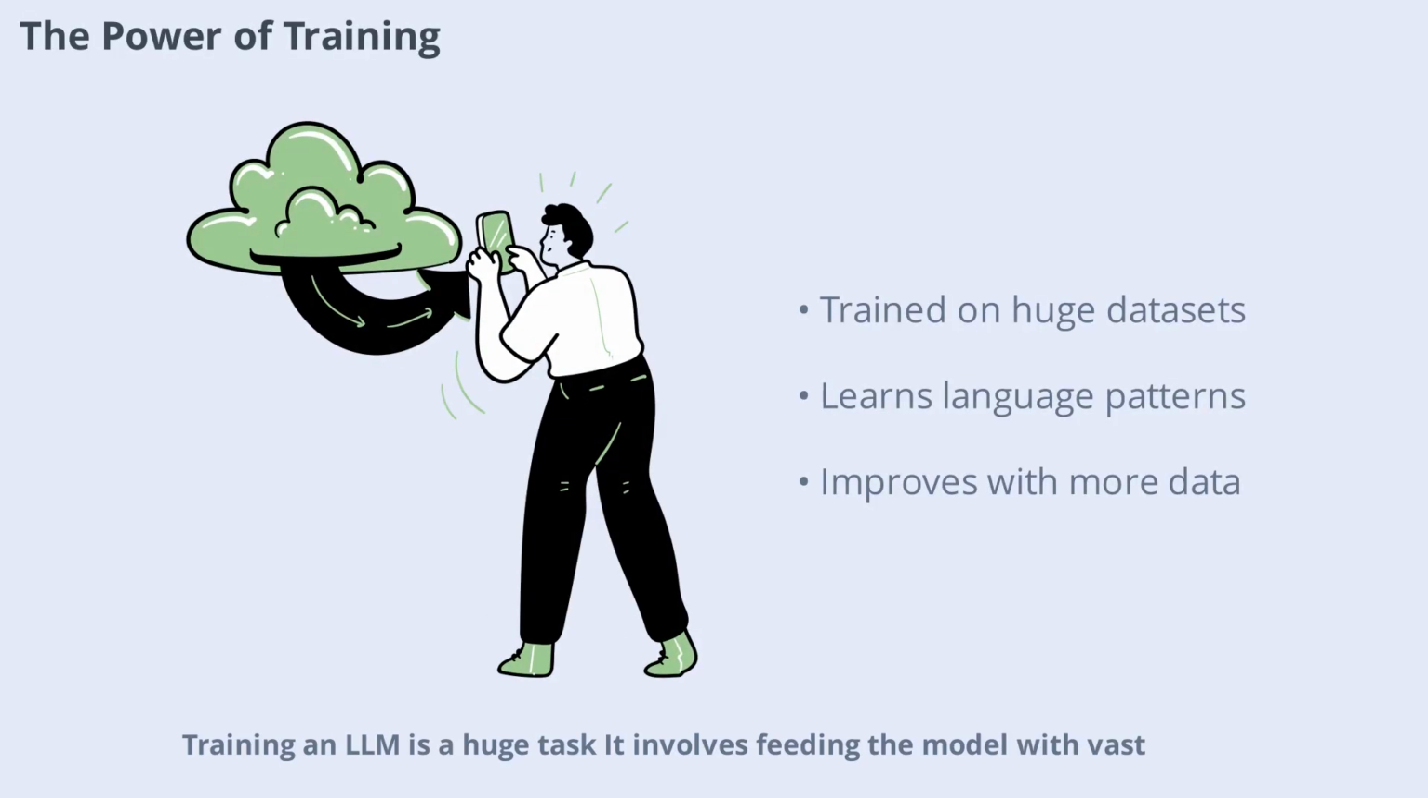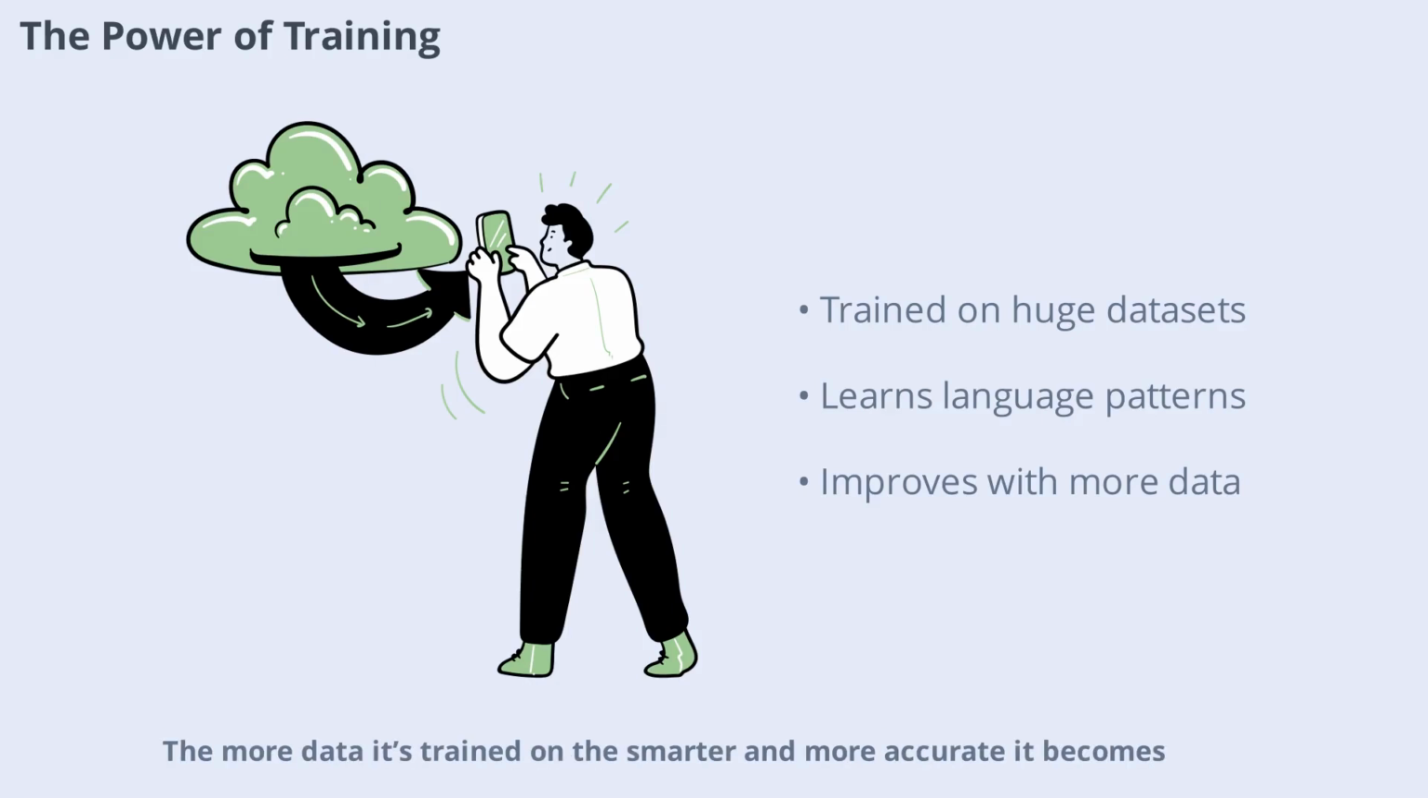Training an LLM is a huge task. It involves feeding the model with vast amounts of text and letting it learn patterns, grammar, and meaning. This process takes a lot of computing power and time, but the result is an AI that can understand and generate human-like language. The more data it's trained on, the smarter and more accurate it becomes.